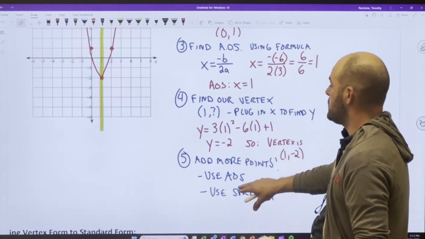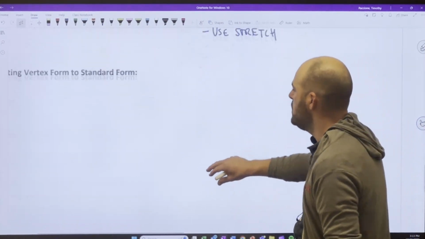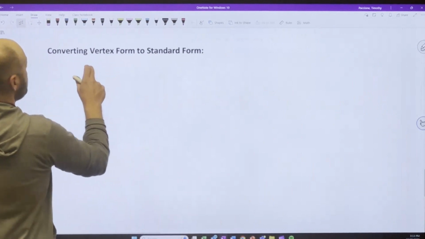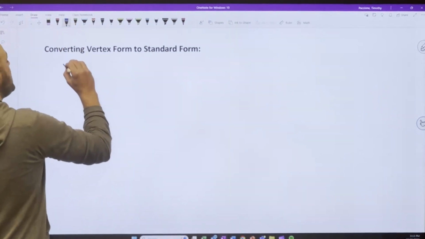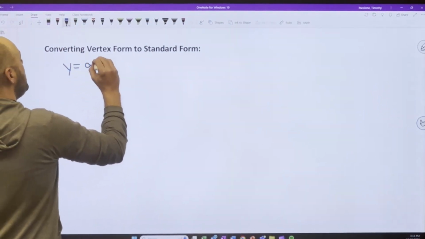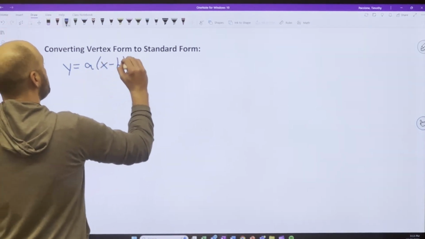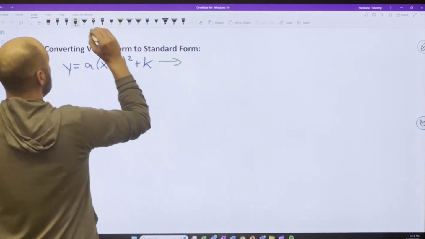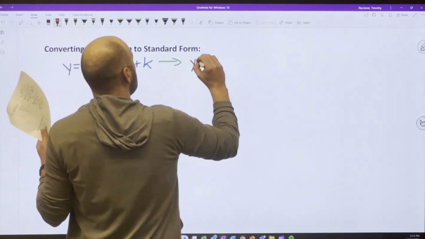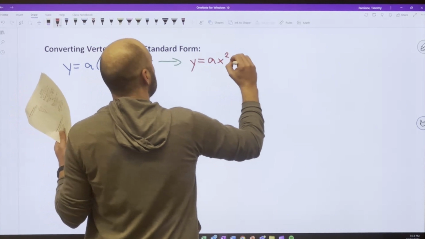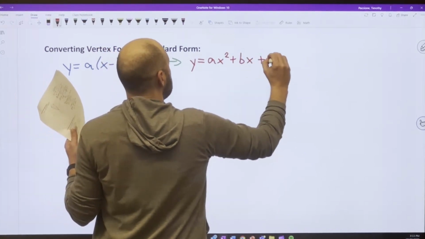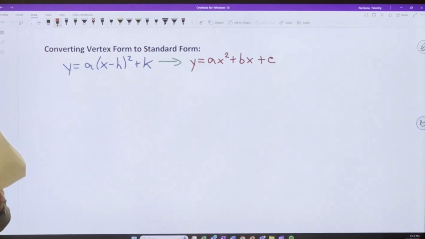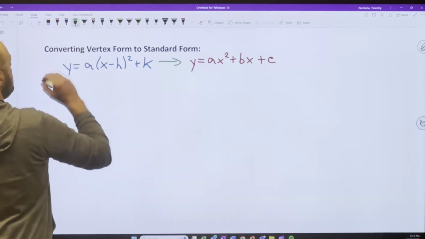All right. So, ready? Okay, so we're going to convert from vertex to standard, right? So that's going from y equals a times x minus h squared plus k, and then we're going to try to get to y equals ax squared plus bx plus c. And the way I'm going to show you this is I'll show you an example and I'll write the steps on the side as I go through the example. Okay? So here's your example.